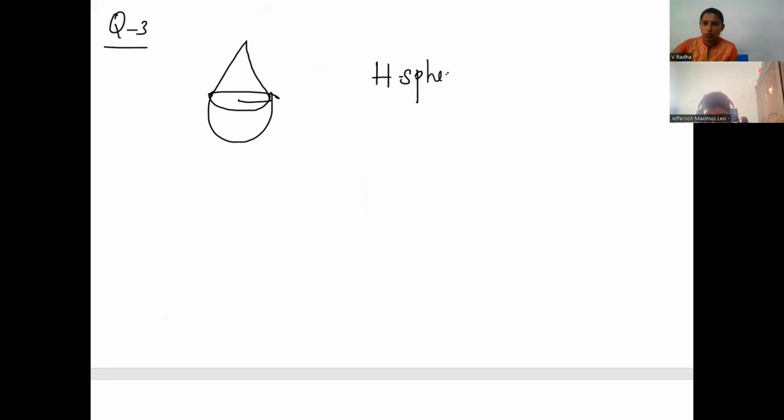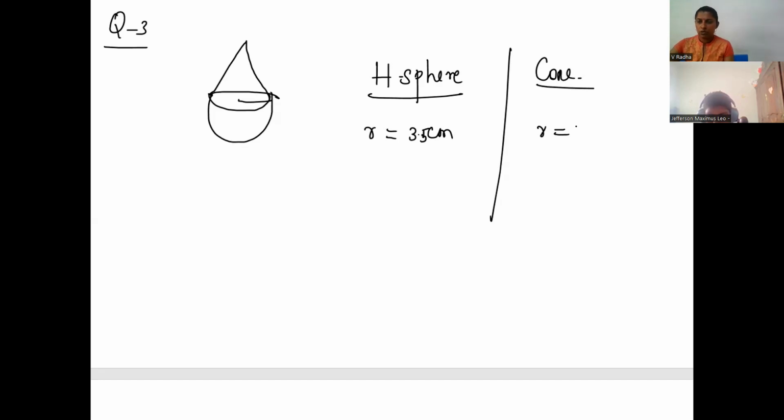So question number 3. A toy is a hemisphere at the bottom and a cone on top, in this way only. Here also it's a hemisphere and a cone. The hemisphere has a radius of 3.5 centimeters. The cone has the same radius, as mentioned in the question. So r is equal to 3.5.